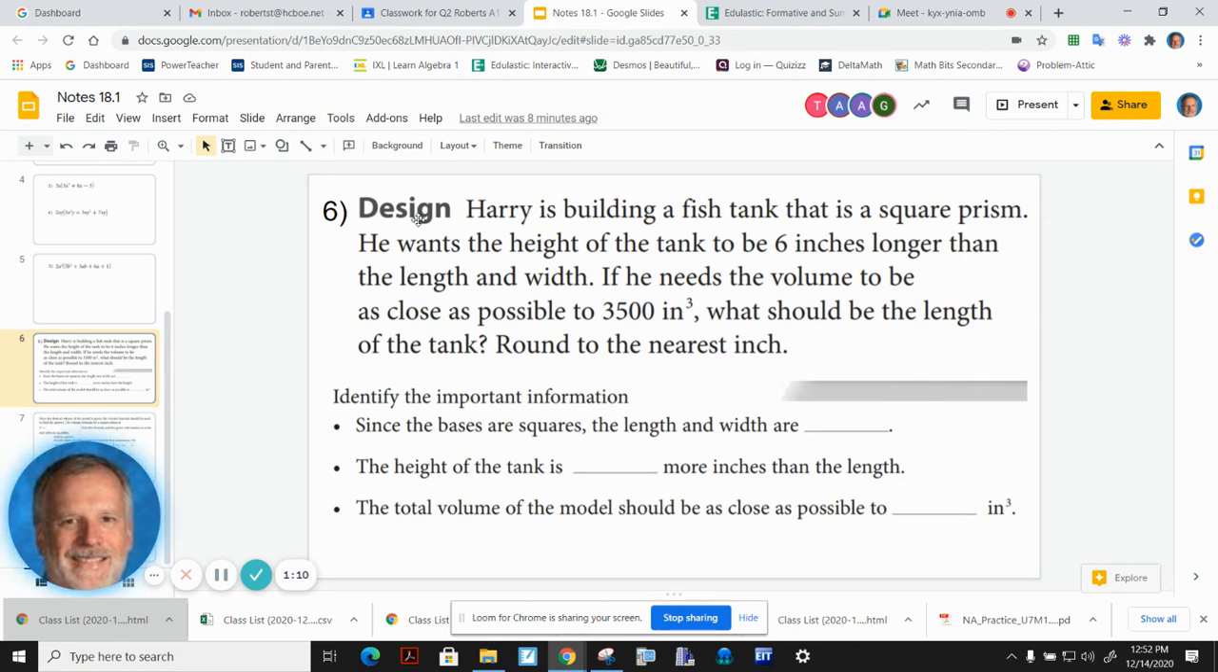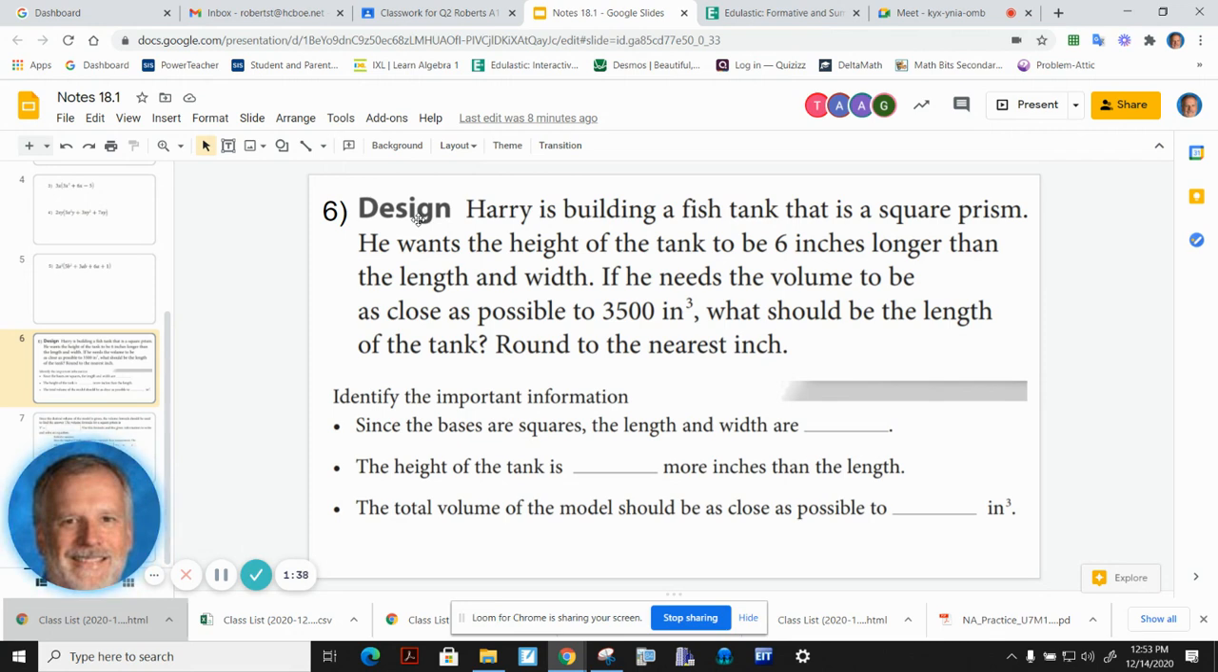But anyway, this problem is: Harry is building a fish tank that is a square prism. Now, what you need to understand is that a square prism means it's kind of like a cube. It's the same length on all sides, okay? Except he wants the height. So he wants to take this cube and stretch it, it says, to be 6 inches longer. So it's going to be a little taller than the width and the length.